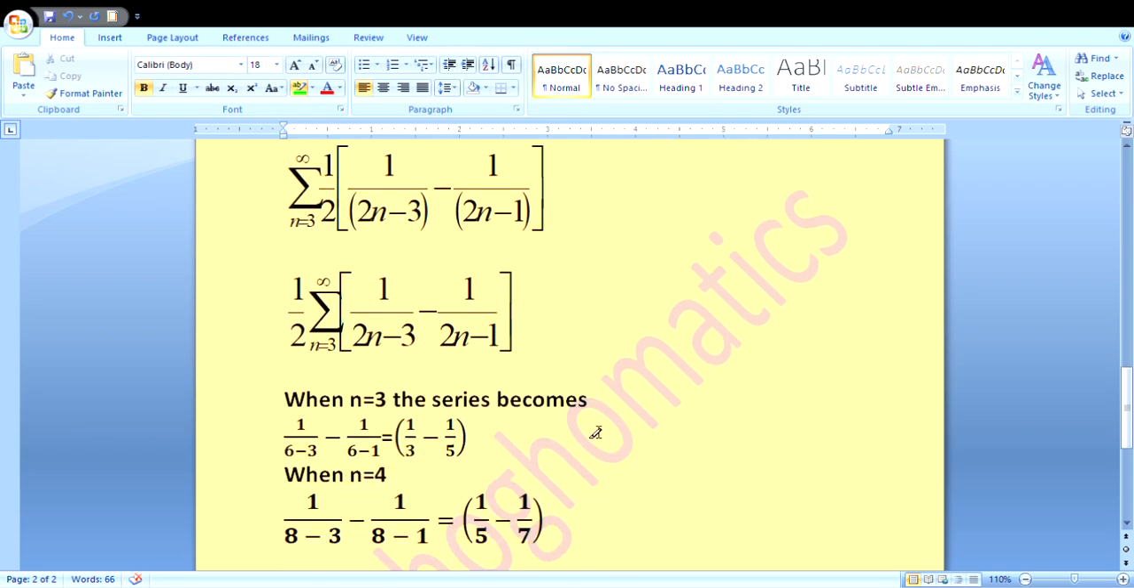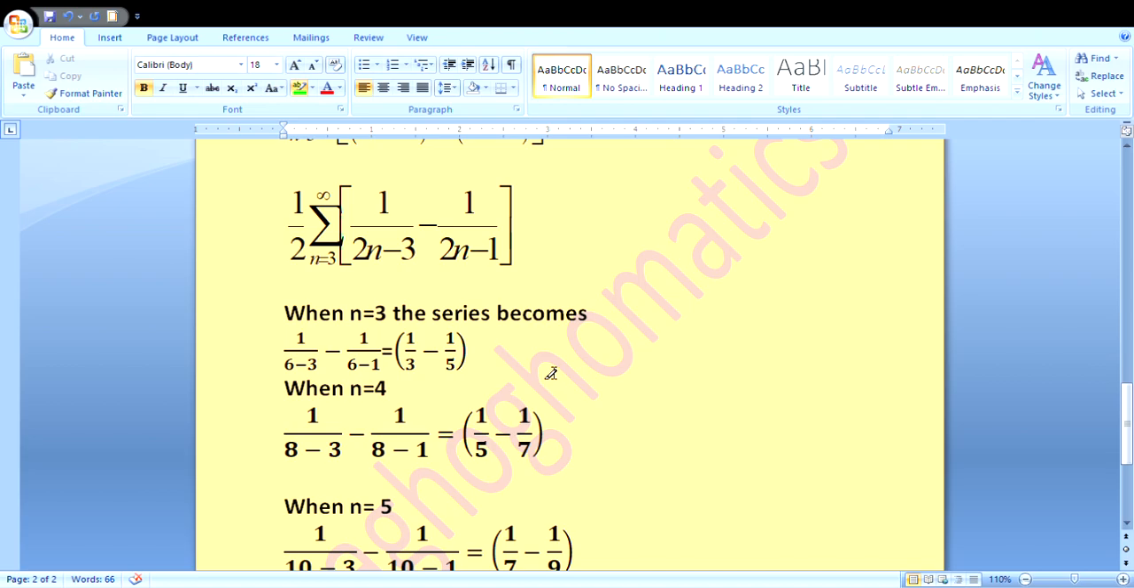Now let's look at the case when n is equal to 3. Let's see what the series becomes. 2 times 3 is 6. 6 minus 3 is 3. Then 2 times 3 is 6, and 6 minus 1 is 5. So when n is 3, the term of the series is 1 over 3 minus 1 over 5.